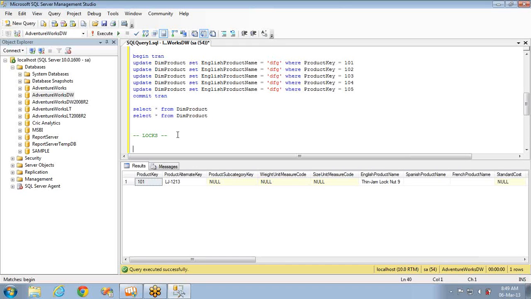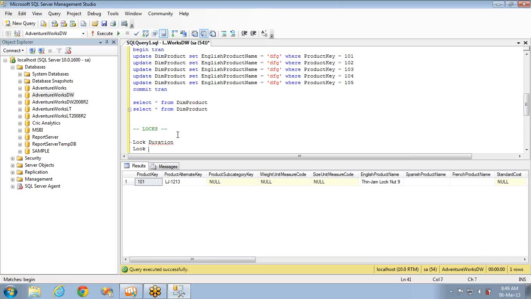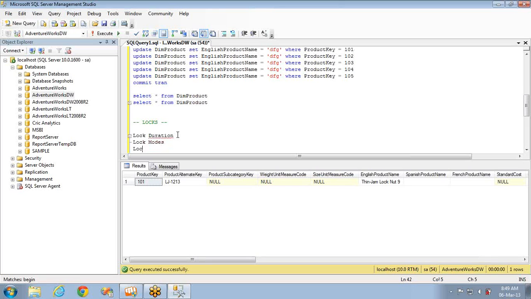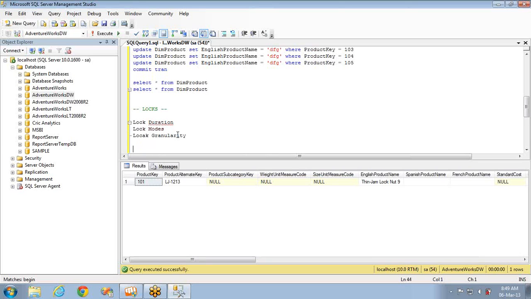So locks play a major role in the pessimistic concurrency model, and it helps while modifying the data. Locks have three different aspects. The first one is lock duration, then lock modes, and the third one is lock granularity. Lock duration talks about for how long the lock needs to be set, the time period during which a resource holds the particular lock.